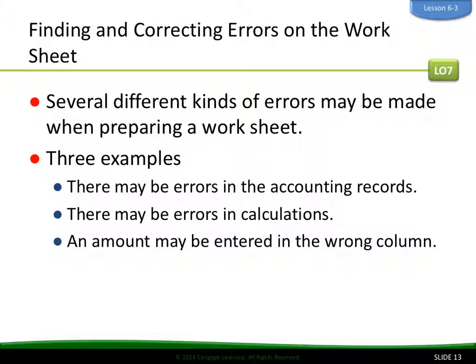Finding and correcting errors on the worksheet. Several different kinds of errors may be made when preparing a worksheet. Three examples. There may be errors in the accounting records. There may be errors in calculations. An amount may be entered in the wrong column. This is the one that we're going to make, because all the information is given to us. So if we don't get it right, we have either entered something in wrong ourselves, typed it wrong, which I've done before, or added or subtracted wrong, which I've done before, usually when I'm in a hurry.